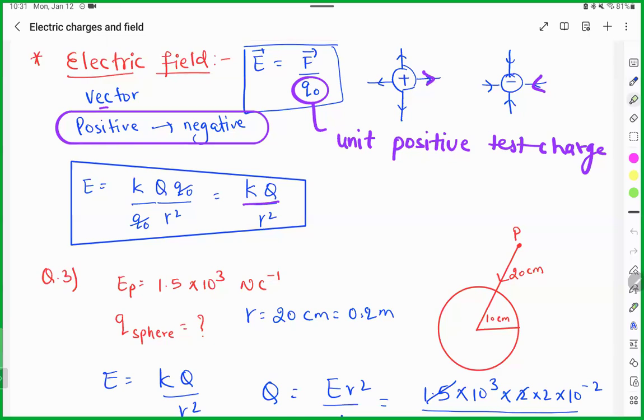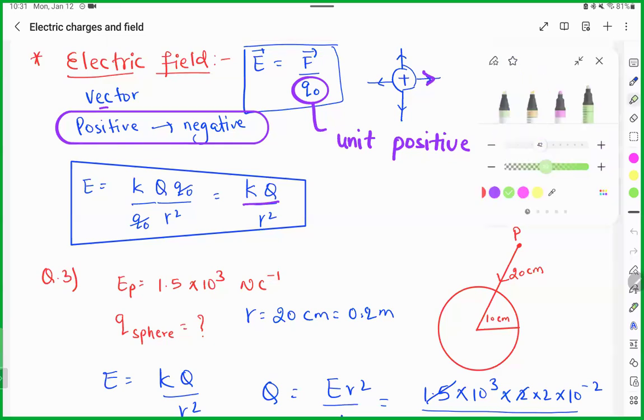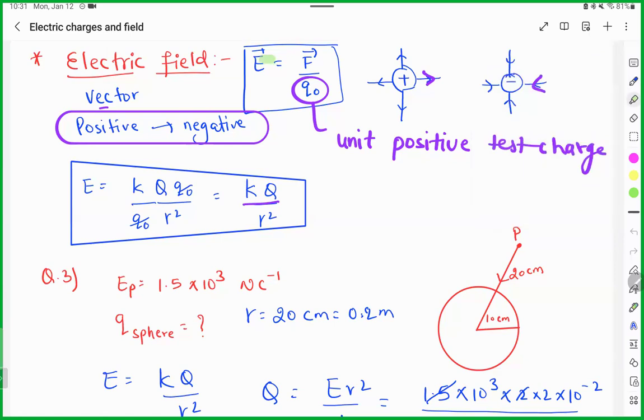So we know electric field is the force experienced by the test charge. Electric field is a vector quantity, and the direction of electric field for a positive charge, a unit positive test charge, which is very small, is from the positive to the negative side.